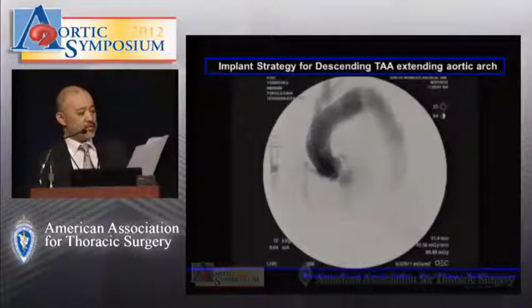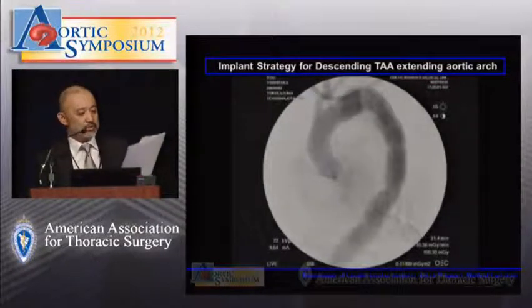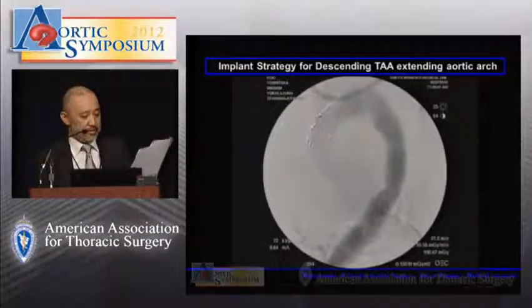The LSA revascularization was performed to prevent spinal cord ischemia.